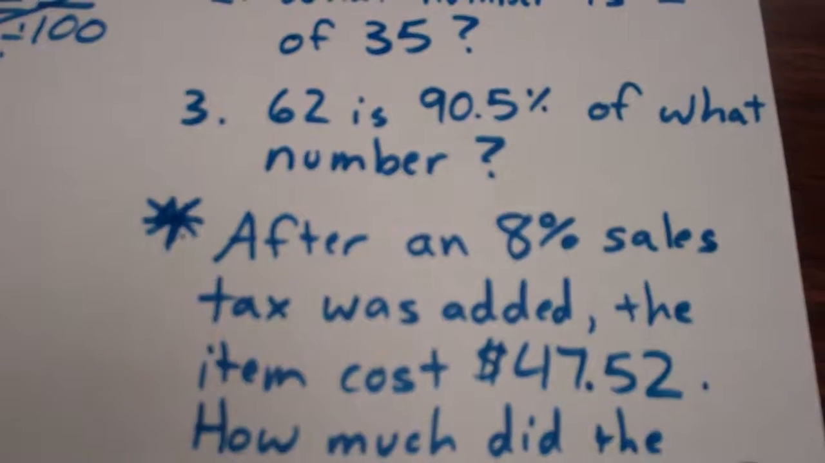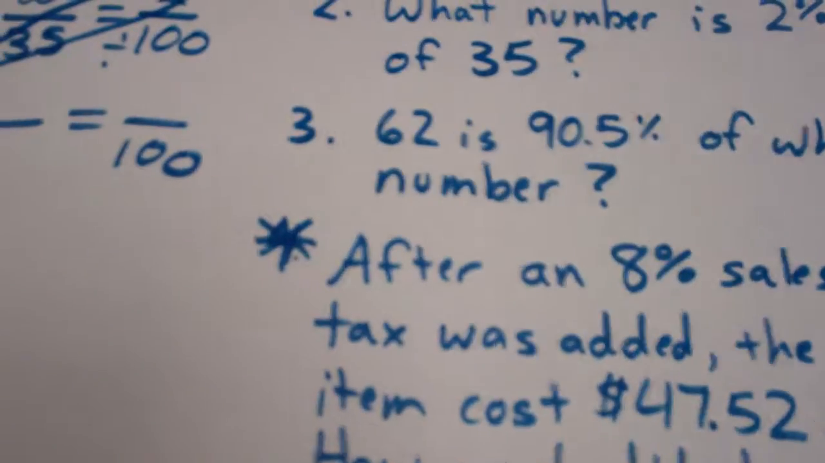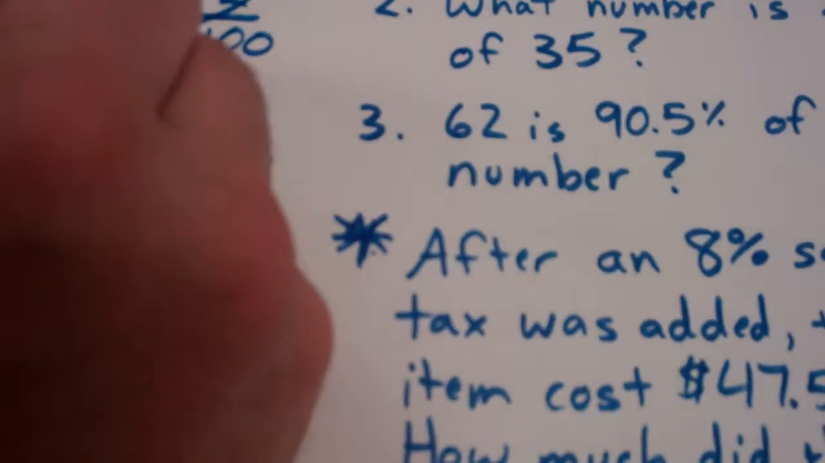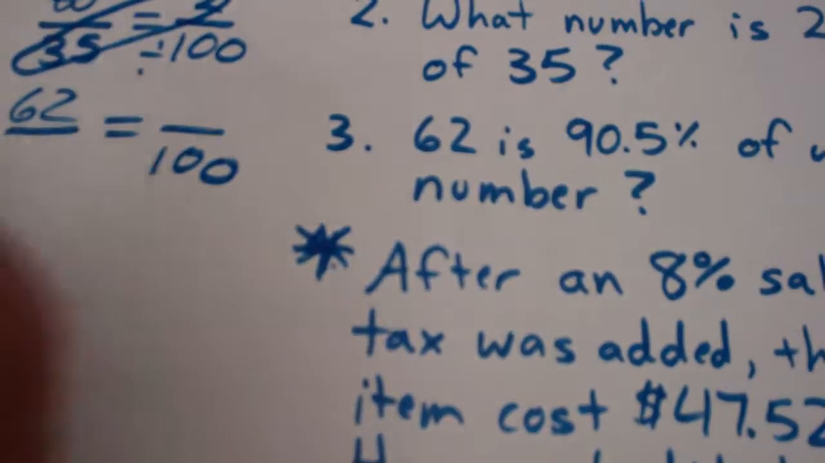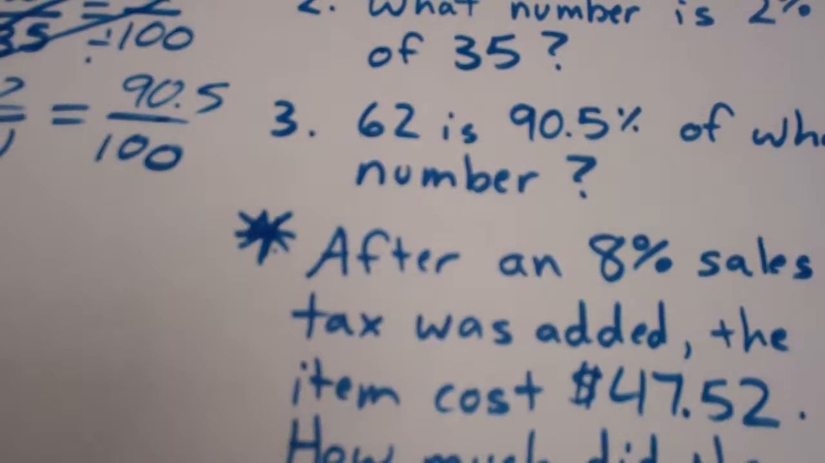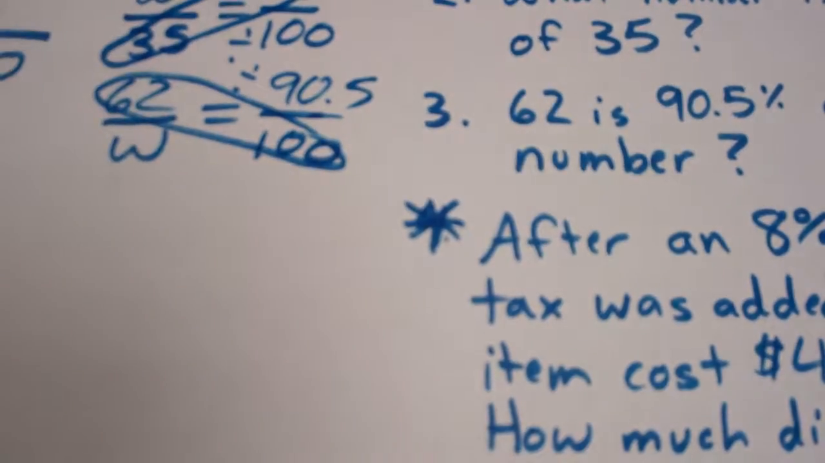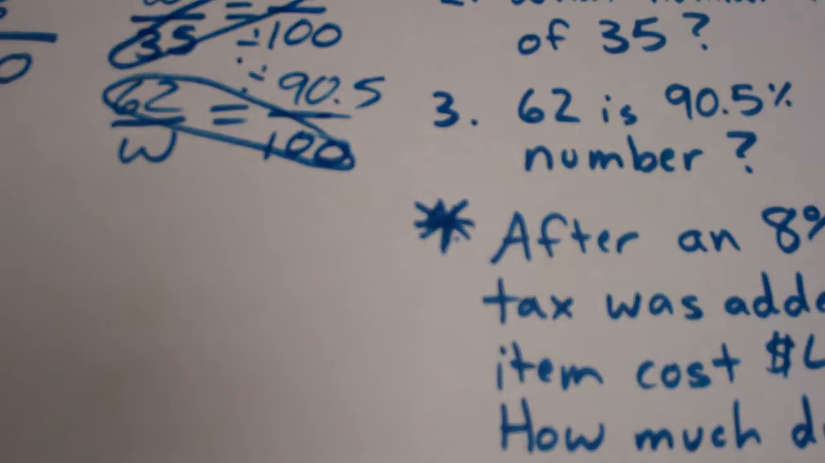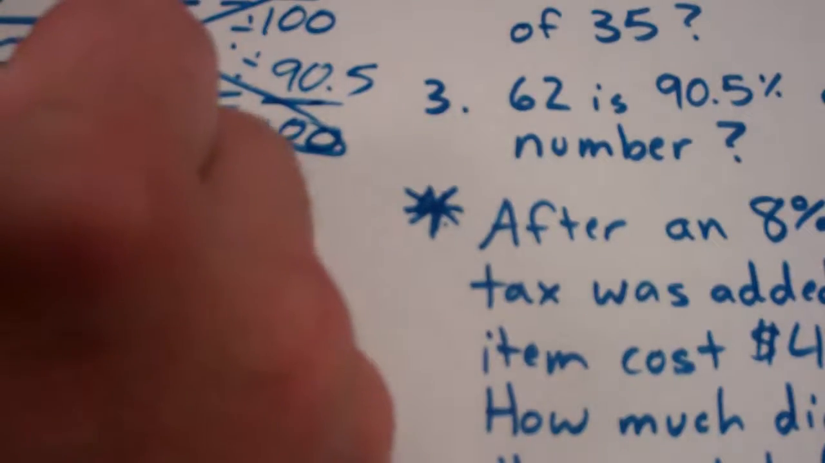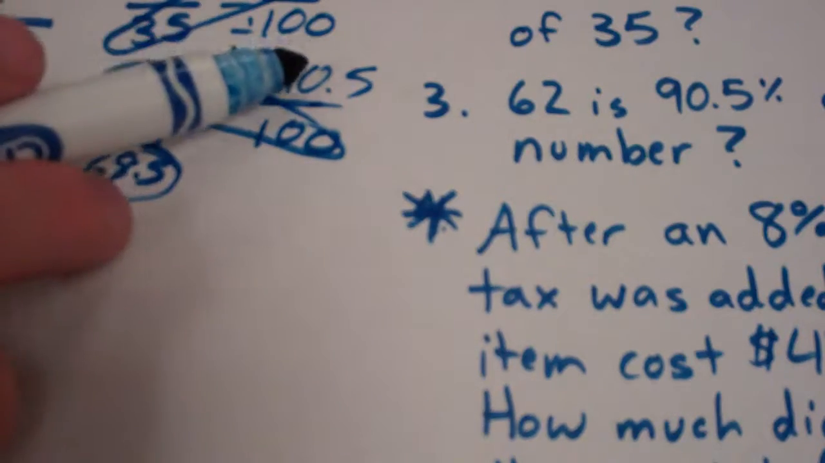Let's try it again. Number 3. 62 is 90.5% of what number? All right, go back to our proportion. We already know the 100. 62 is, they're telling me 62 is the part, 90.5%. We know it's 90.5% of some number that we don't know. So I'm going to put that W in there. And once again, we're ready to multiply and divide. And when we multiply and divide that, you're going to get 68.5. And so 68.5 is the total. I had 62 of it, which was 90.5%.